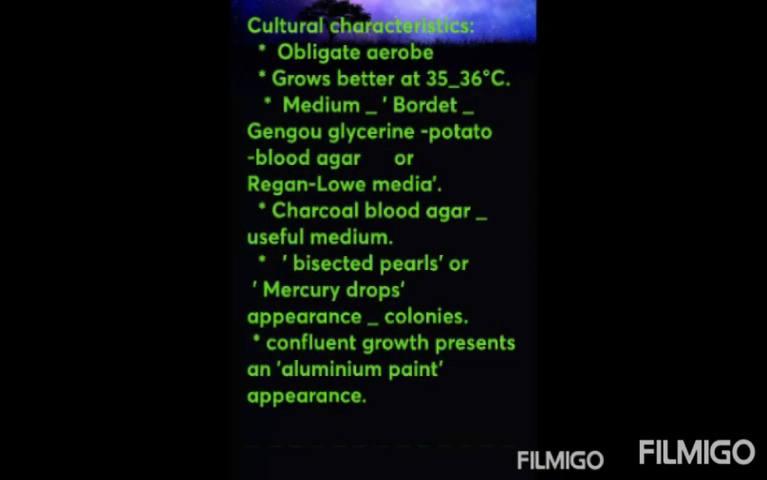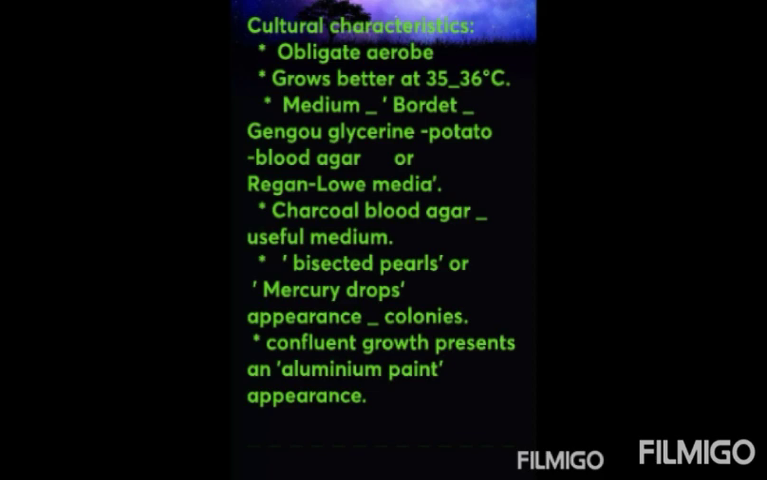Next, moving on to culture. It is an obligate aerobe, that is, it does not grow in anaerobic conditions. It grows best at 35 to 36 degrees Celsius. Complex media are necessary for primary isolation. The special media for the growth of Bordetella pertussis are Bordet-Gengou glycerine potato blood agar or Regan-Lowe media.